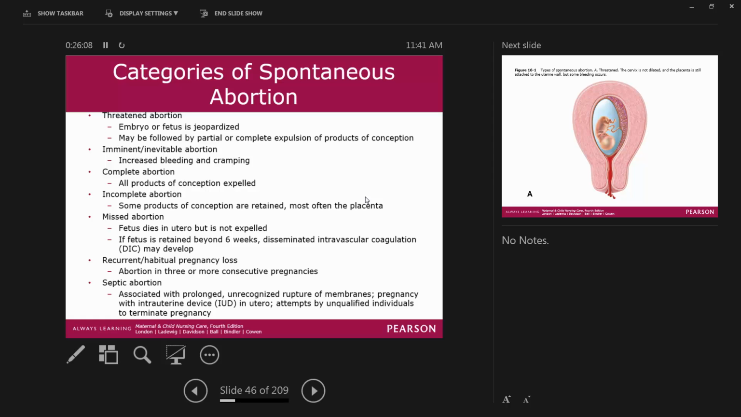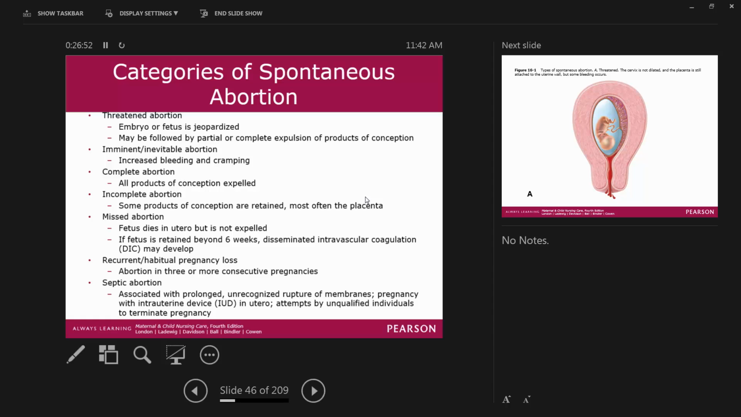But sometimes we can't. So she has bleeding, she has cramping, her cervix is dilating, so her abortion is imminent. Now, this doesn't mean that that night she's going to lose her pregnancy. It could take a day or two, okay? But it's important for us to know when she does abort whether she has lost all the products of the pregnancy. That's a complete abortion. But if she hasn't, an incomplete abortion will cause her to continue to bleed. All right?